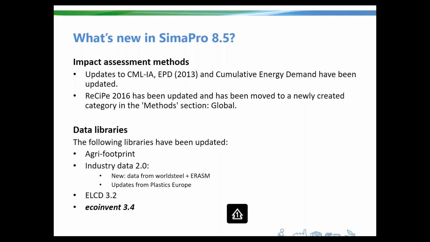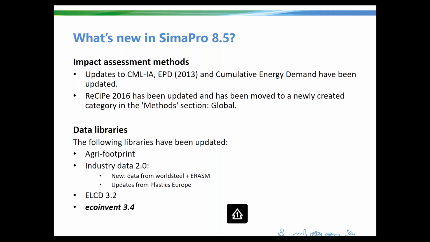The industry data library now includes data from the World Steel Association, and this includes 46 system level data sets that are both worldwide and regional averages for several different kinds of steel. The ERASM data is also added to the industry data library, and this includes 37 system level LCI data sets from the European detergents and surfactants industry. So that includes data for production of the surfactants and main precursors.